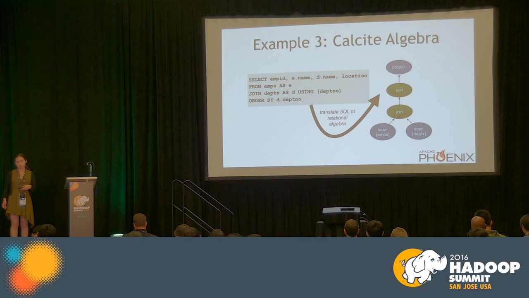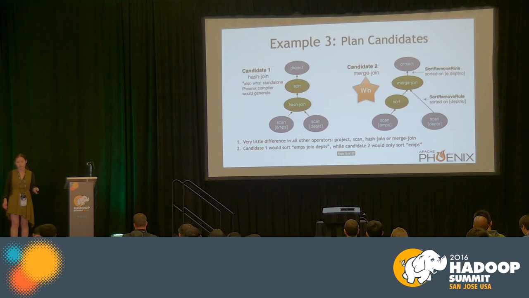And so as a first step, it gets translated into the Calcite logical algebra. There's a join on top of the two scans, followed by a sort and a project. Next, this is the planning stage, and we'll probably get a whole bunch of plan candidates, but the two listed here are the most promising ones, with different join strategies.